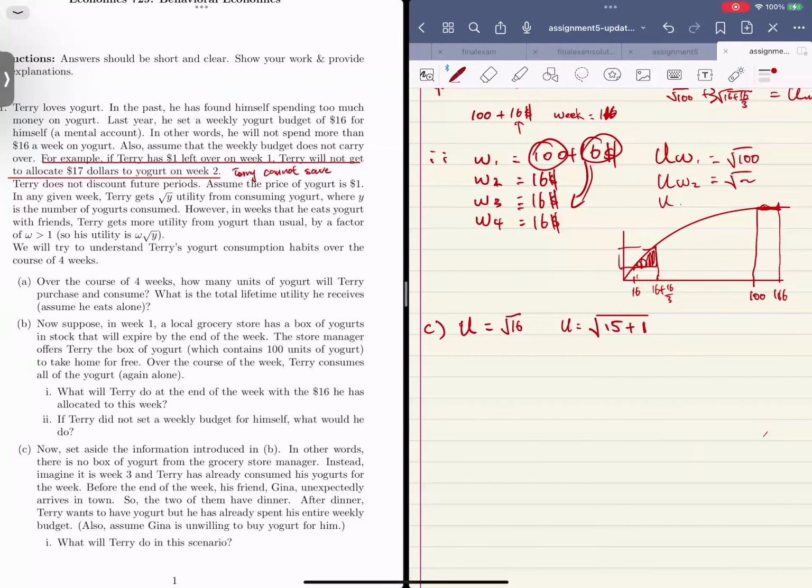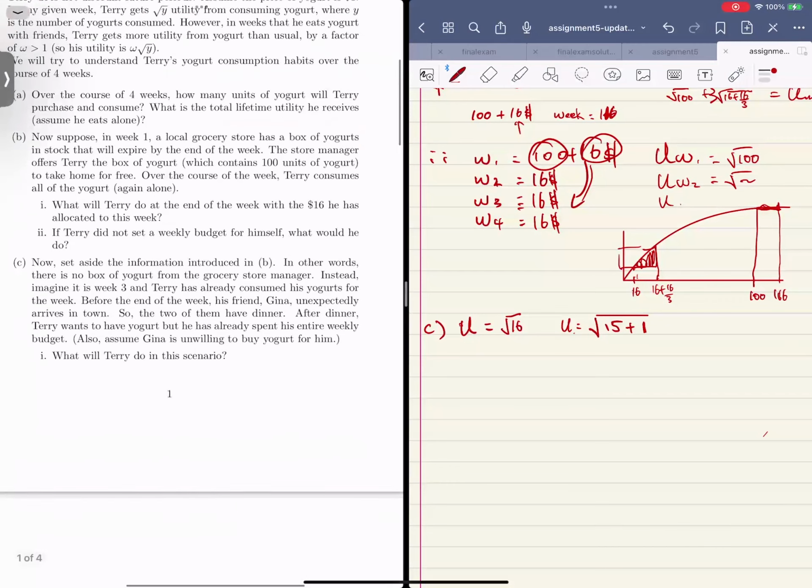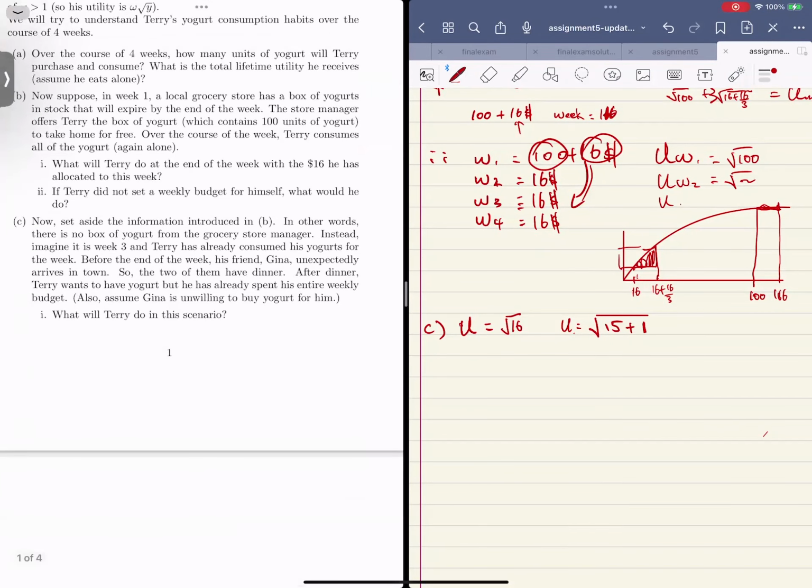Wait, Andrew, I have a question. Where it says in the question that he already spent his entire weekly budget, does that mean that if he spends it, that doesn't mean he's consuming it right away? Like, because okay, so let's answer the question. I'm digressing. I didn't answer the question.